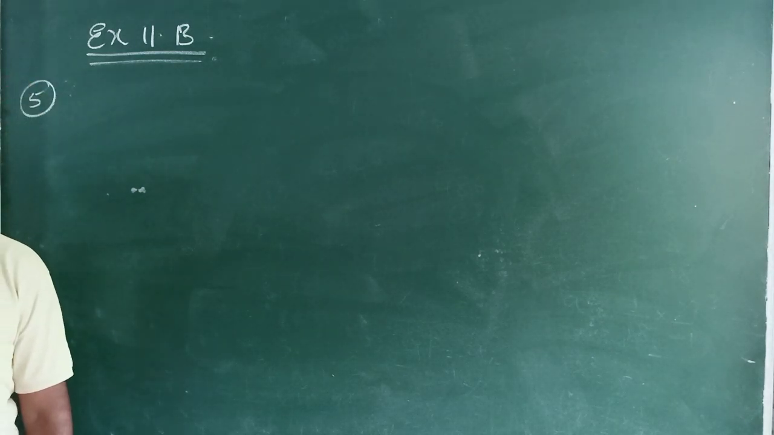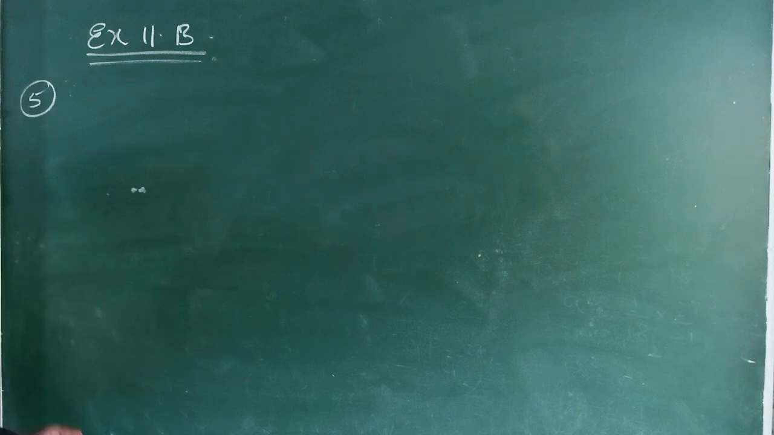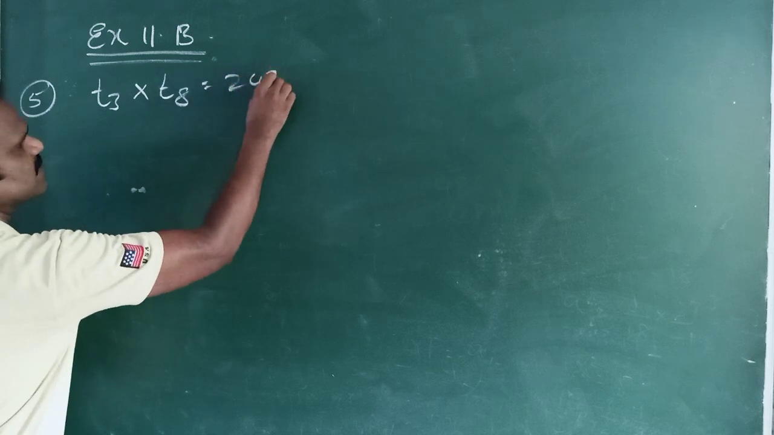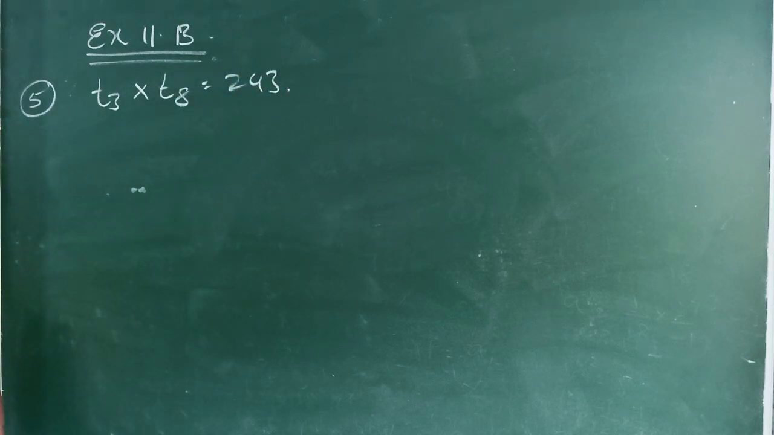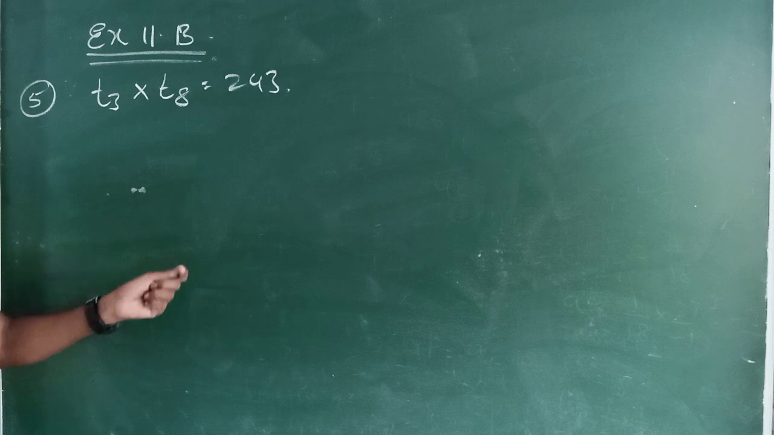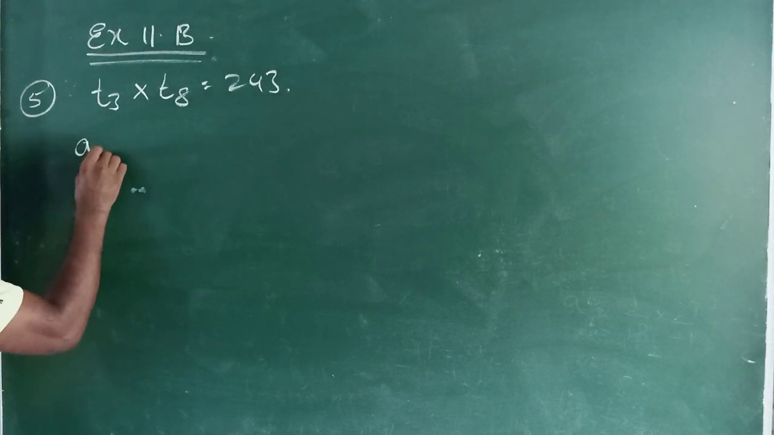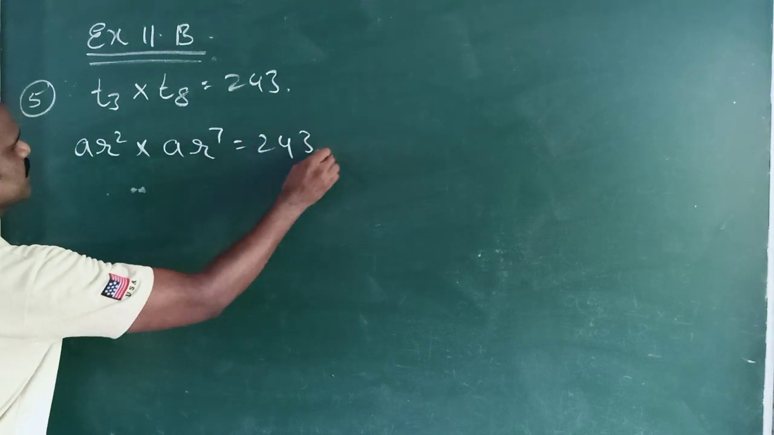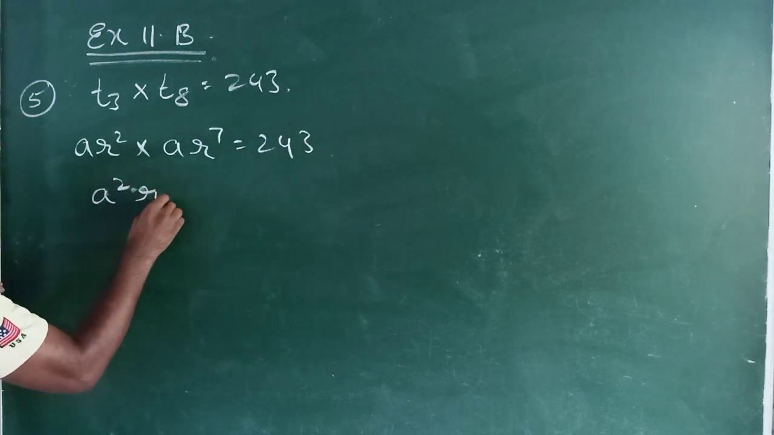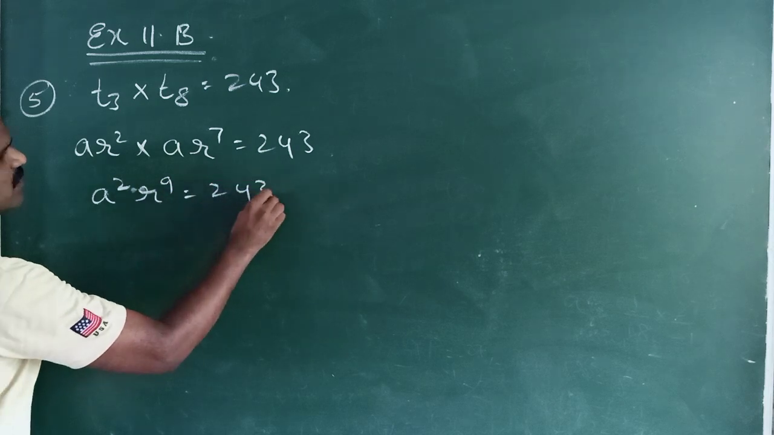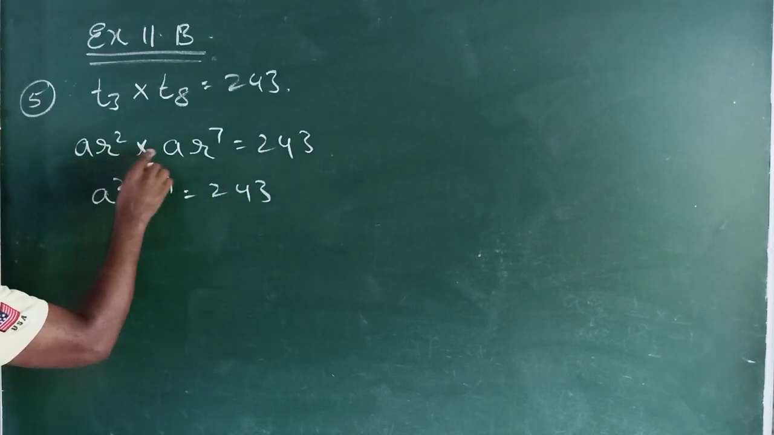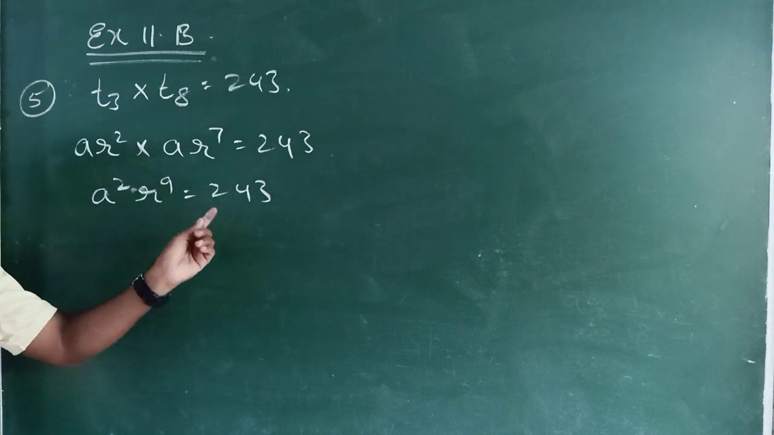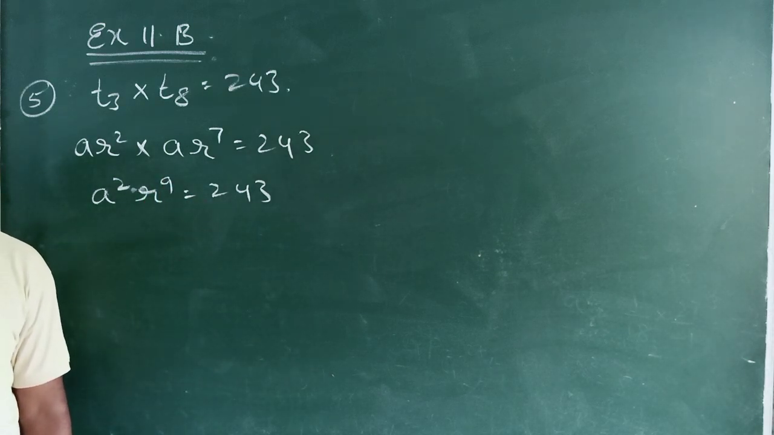The product of the third and eighth term of a GP is 243. Product means T3 into T8 is equal to 243. The third term is AR square. The eighth term is AR to the power of 7, and that is equal to 243. So A square R to the power of 9 is equal to 243. Look carefully: A into A is A square, R square into R to the power of 7 is R to the power of 9, equal to 243. We have framed the first equation from this given aspect.